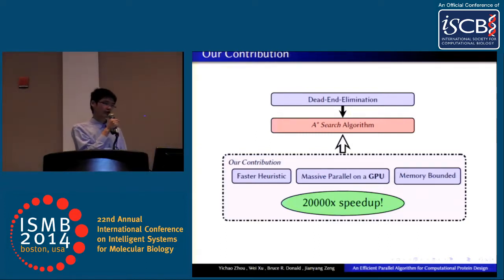In our contribution, we optimize the calculation of the heuristic function. We design a new parallel algorithm which can do the A-star search on a GPU platform, and we use a memory-bounded strategy in the protein design problem. By combining all this optimization, we can finally achieve 20,000x speed up in our largest tested data.